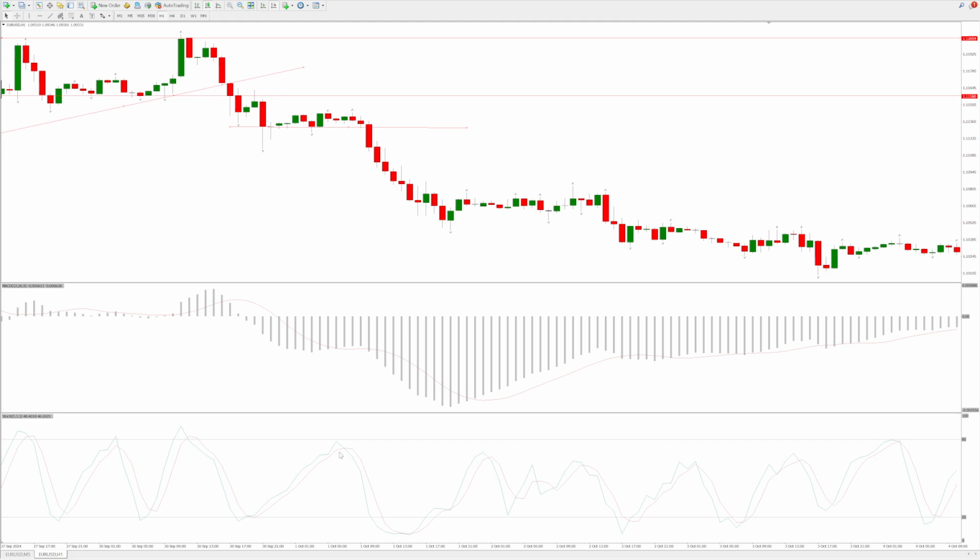And ideally the stochastic price is in or around the overbought area, which is 80 and above here. Vice versa, for a buy trade, you look to buy when price is in the oversold zone, 20 and below, which is here, and a cross up.